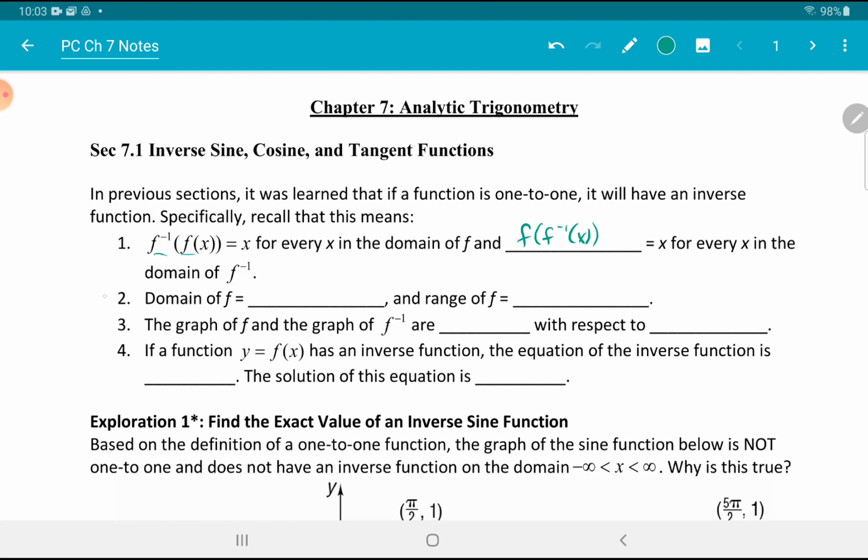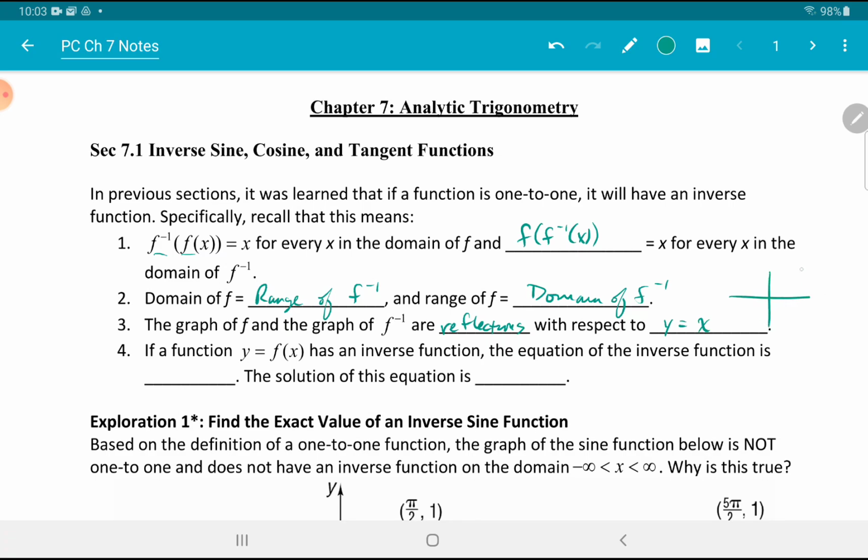Tip number 2, a reminder, the domain of f is really the same as the range of f inverse. And likewise, the range of f is the domain of f inverse. Number 3, the graph of f and the graph of f inverse are reflections with respect to y equals x.